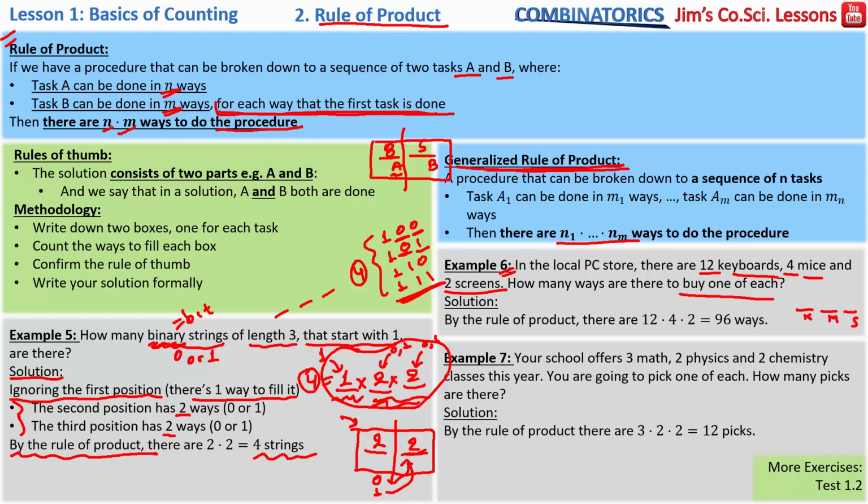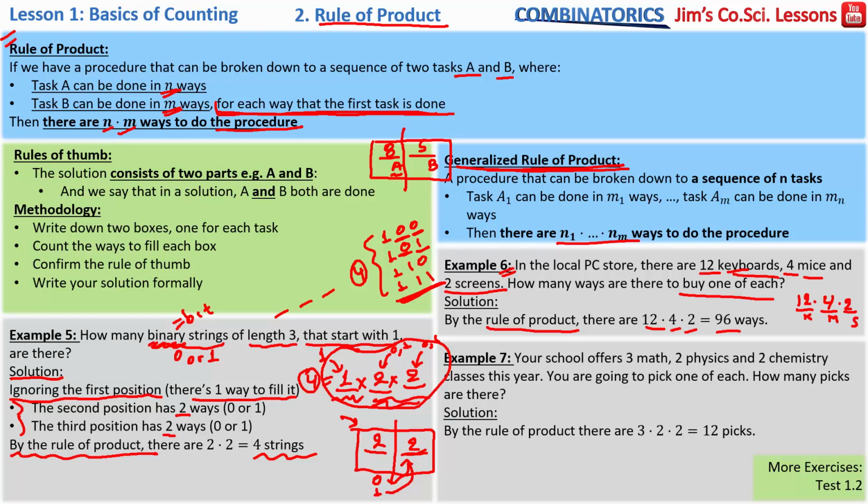And the first position can be filled with 12 ways. There are 12 keyboards. The second can be filled with 4 ways, there are 4 mice, and the third can be filled with 2 ways, there are 2 screens. So the overall result comes from the generalized rule of product. We write simply by the rule of product, and the result is 12 times 4 times 2. There are 96 ways to take one of each of these things.